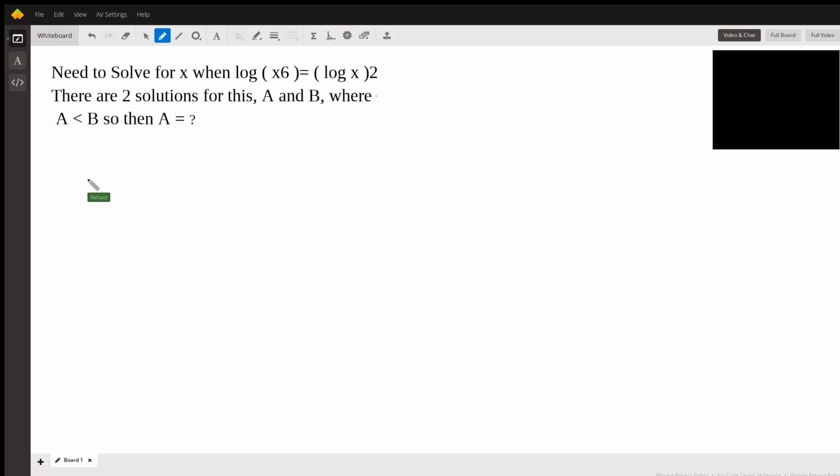So we have the log, and this is going to be the common log, log base 10 of x to the 6 is equal to the log of x, again common log, x squared. This whole thing is squared like that. Okay, so here we're just going to use the exponential rule for logarithms. We can bring that 6 out in front.